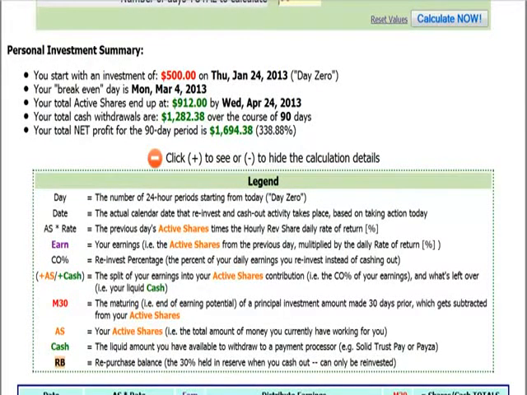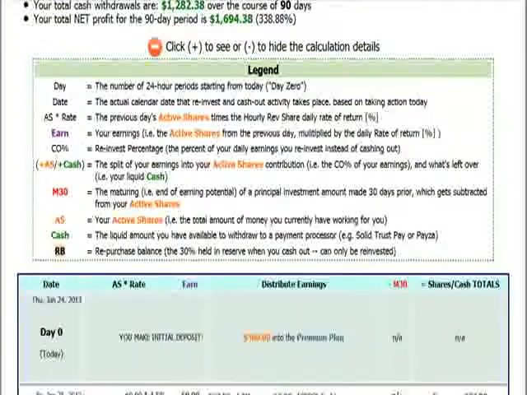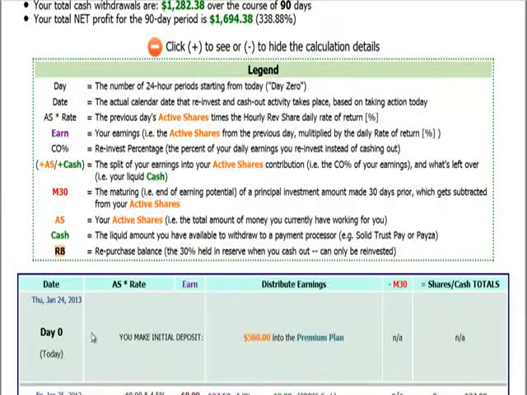And the reason this page takes so long to render is, of course, we're rendering a lot of HTML. So let's look at day 0. Okay, day 0, you make an initial deposit, $500. Well, $500 automatically would go into the premium plan. Of course, you could put it in any plan you wanted, but the logical place to put it is where you're going to earn the most return. So we're going to make 5.5% on that 500.